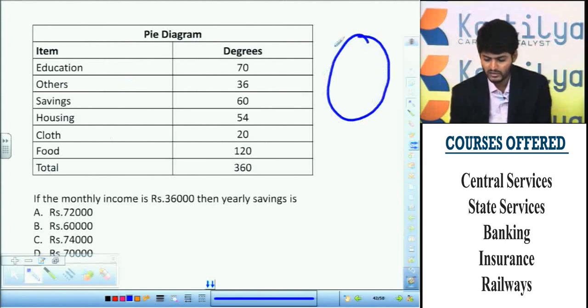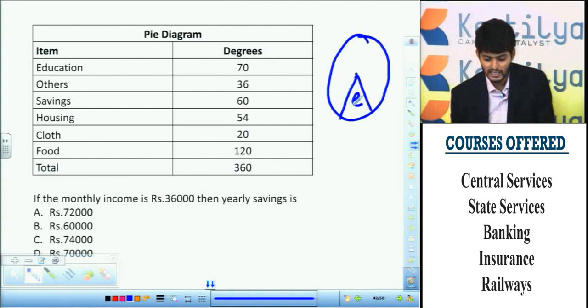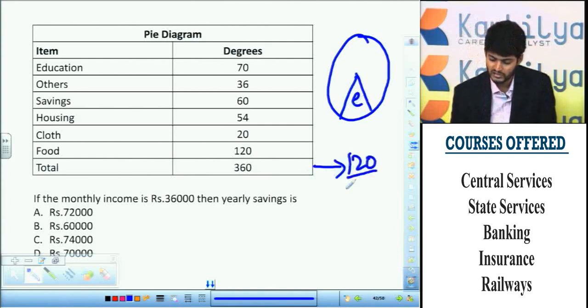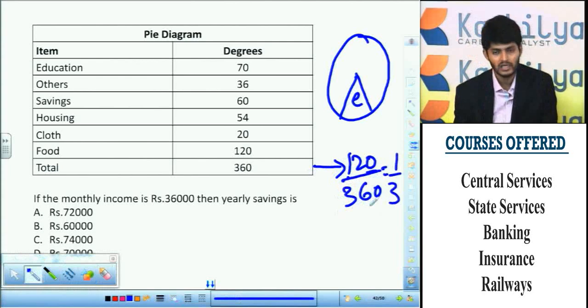So out of 360 degrees in the pie chart, if I draw a pie chart like this, 70 degrees is occupied by education. Okay, let us lay something like this. This is education. Like this, you correspondingly draw the others: savings, housing, clothing and food. So you can see food occupies the maximum value of this table, which is around 120 degrees out of 360 degrees. That means 1/3 of my graph is occupied by your food cost. So which is 1/3. That way you will calculate easily.